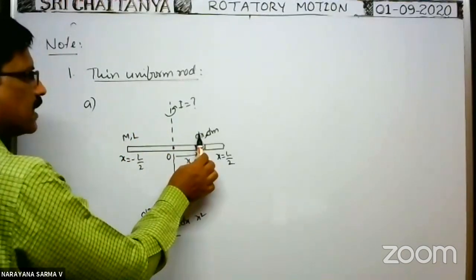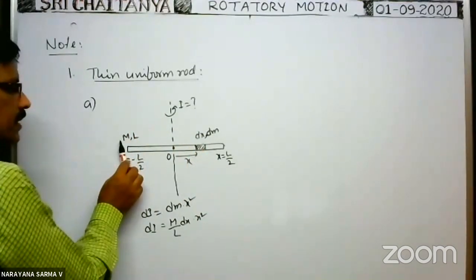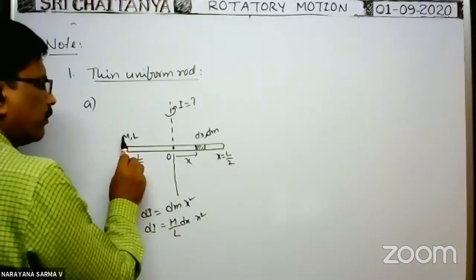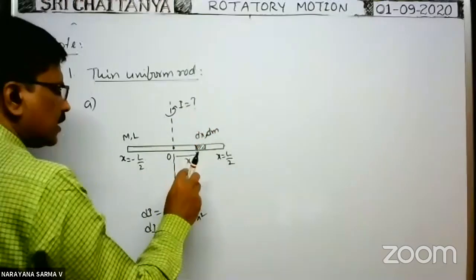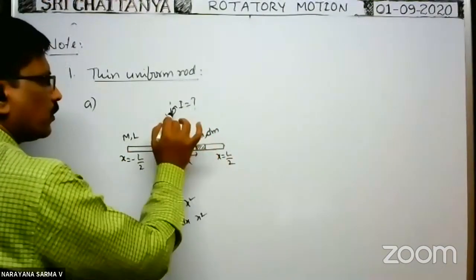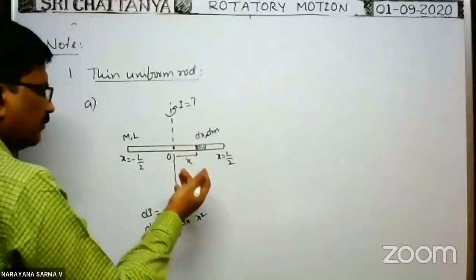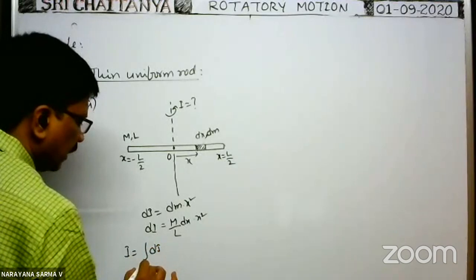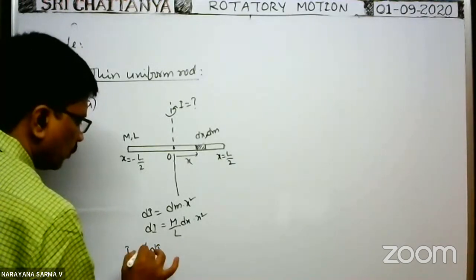Such elements can be imagined from x is equal to minus L by 2 to x is equal to plus L by 2. So you integrate this between the limits minus L by 2 to plus L by 2. That gives the moment of inertia of all the elements about this axis, that is, the moment of inertia of the entire rod. Therefore, the total moment of inertia is the integral of dI between the limits x is equal to minus L by 2 to plus L by 2.